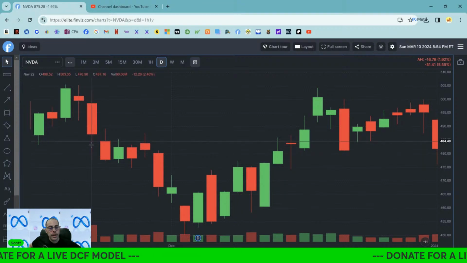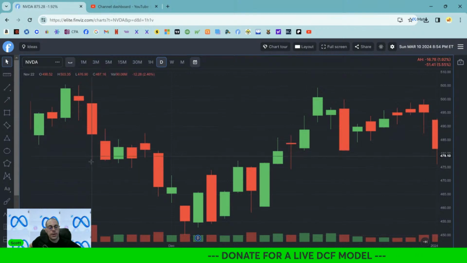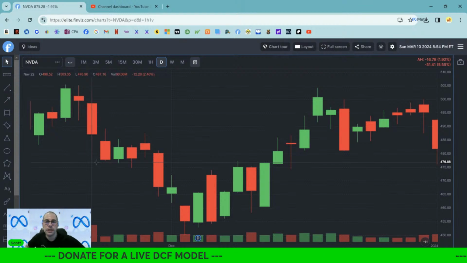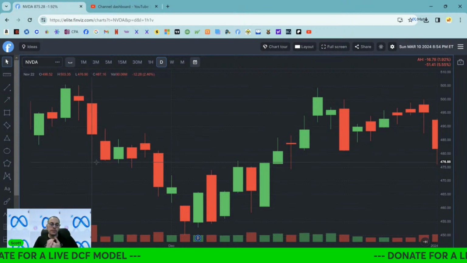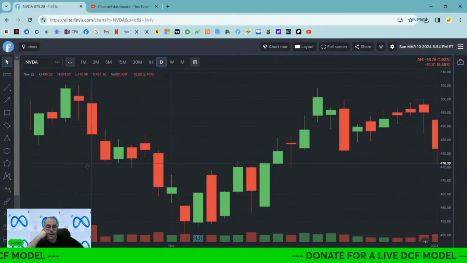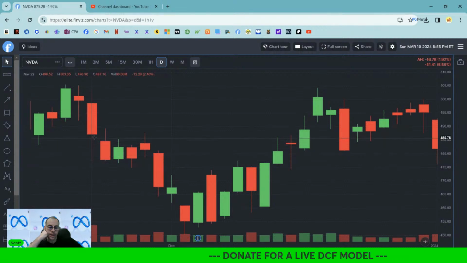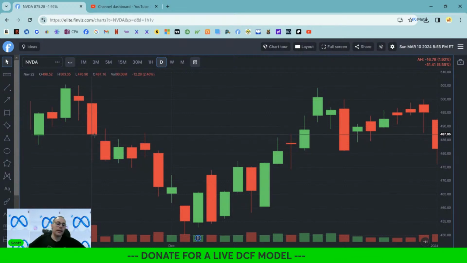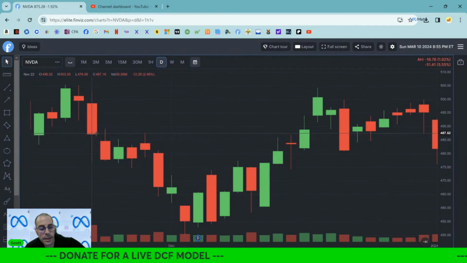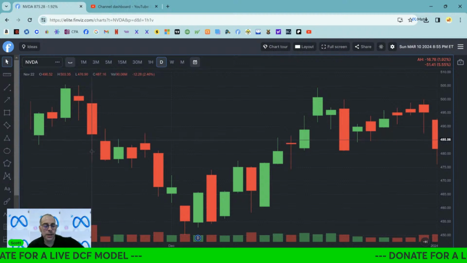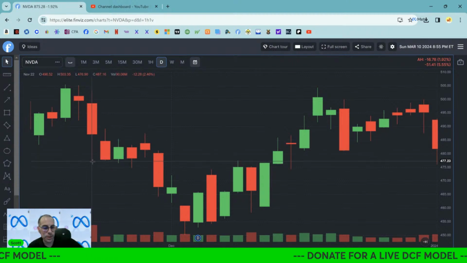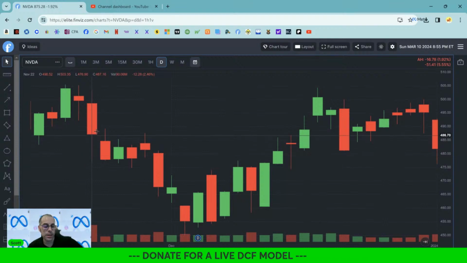But look at the wick. It came all the way down here. So lots of selling pressure, midday selling pressure. You can see the bears were trying to take control, but the bulls ended up trying to force the stock price to not go down so much, because the bears pushed it way down to 476, but the bulls managed to bring it up here to close.